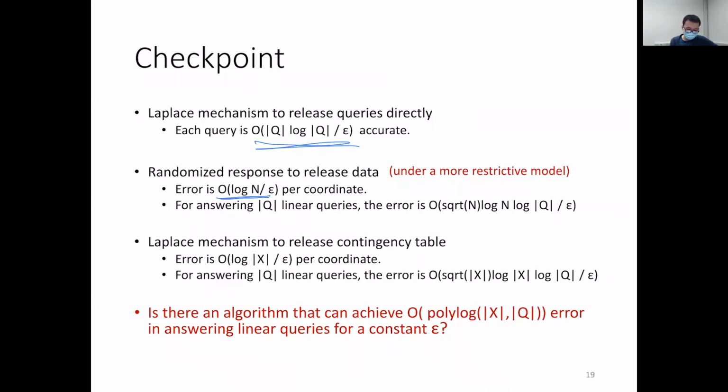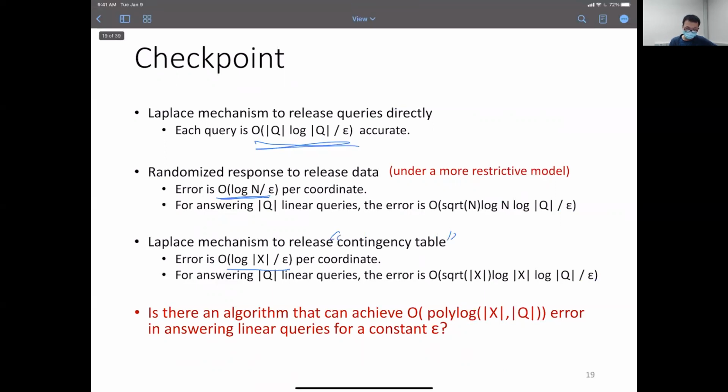And when we use the Laplace mechanism to release the histogram, also known as a contingency table, we get this error per coordinate. This is unnormalized, and when we normalize, we have this additional 1/n here. It is proportional to the square root of the cardinality of the space over epsilon.